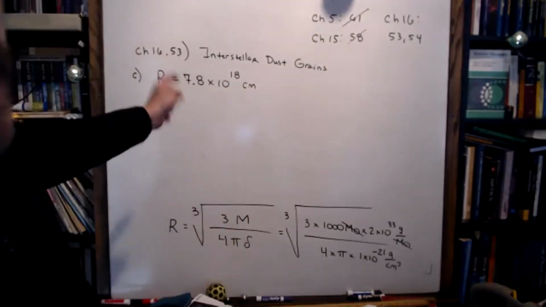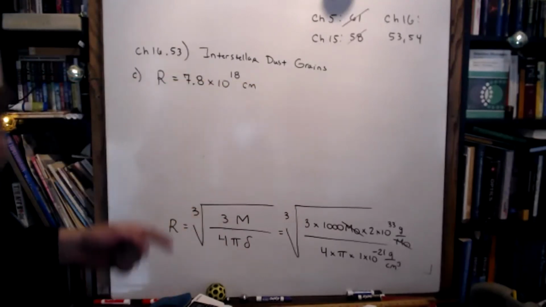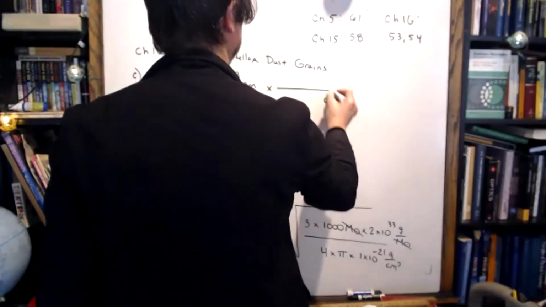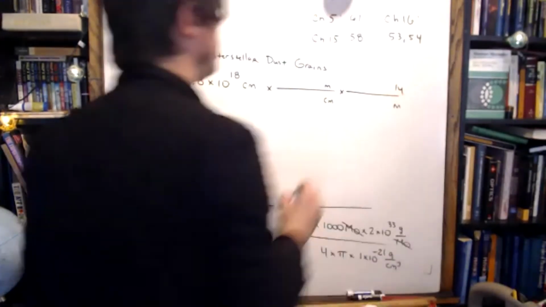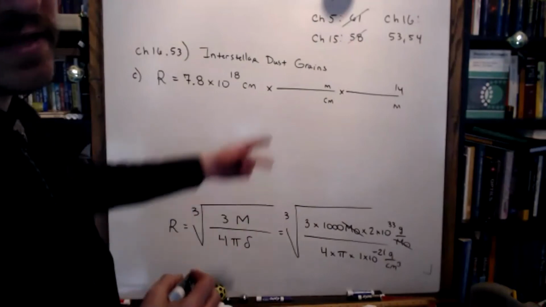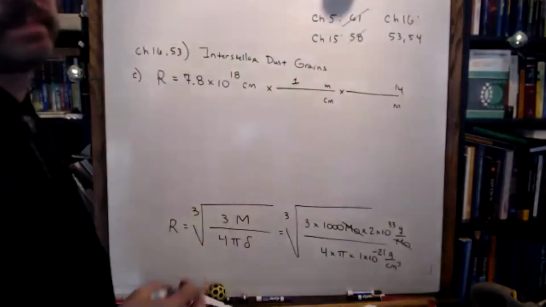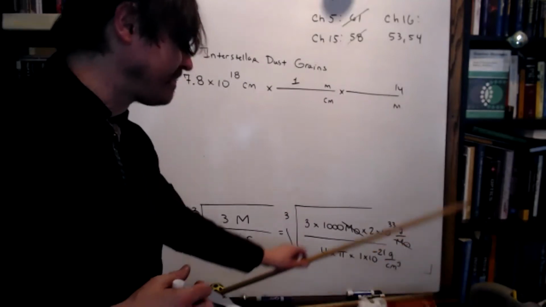Now, they want us to calculate the surface area, the disk area of the cloud in square light years. So let's again convert this from centimeters to meters and from meters to light years. How many centimeters are in a meter, class? If you don't know the answer to this, I want to die. How many centimeters are in a meter? 1,000. 3. That's it.